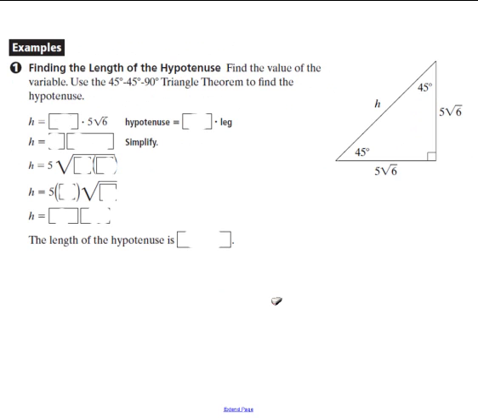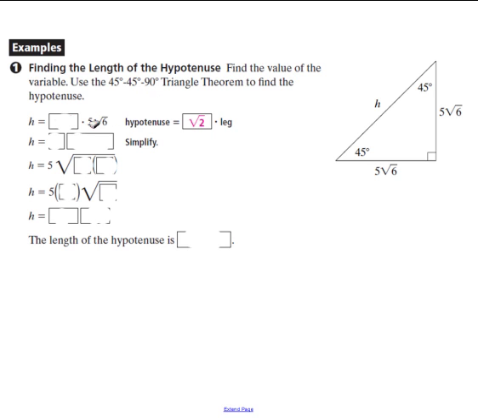So let's see how this would apply. Here we have a triangle. We can see it's isosceles, 45-45-90, so it's one of our special triangles, and we can see the sides here are 5 times the square root of 6. Now at this point, we'd be hard pressed to figure out H if we didn't know these proportions. We know that the hypotenuse is always going to be the square root of 2 times the leg in a 45-45-90 triangle.